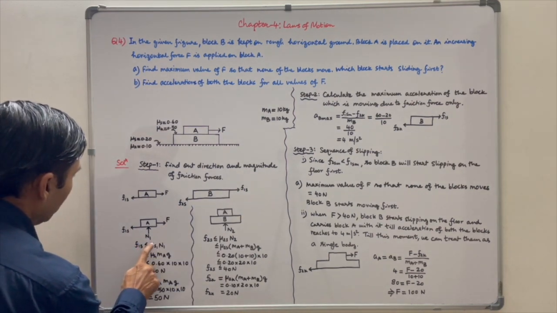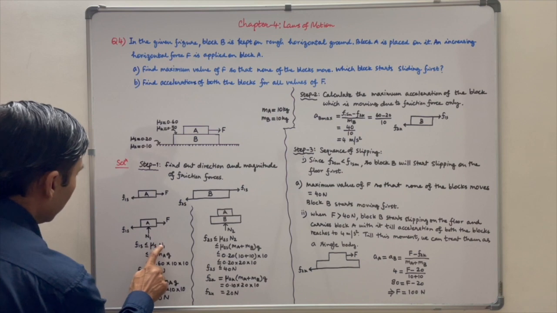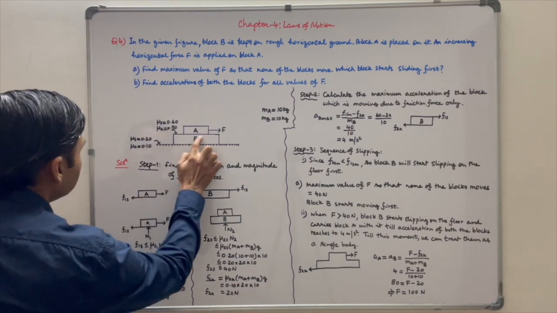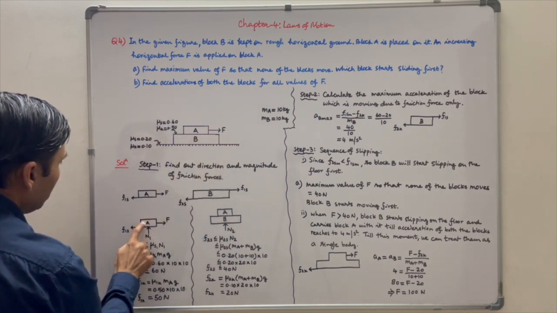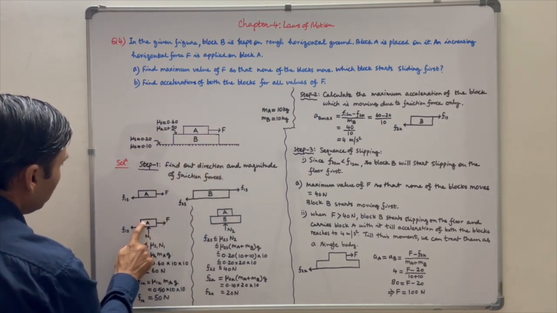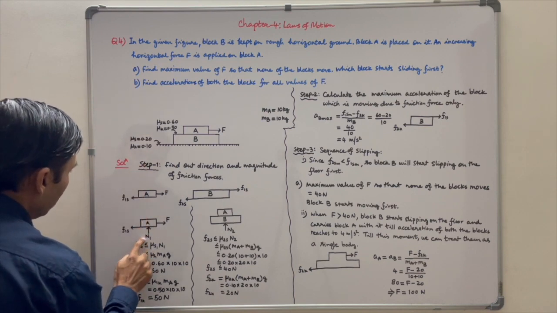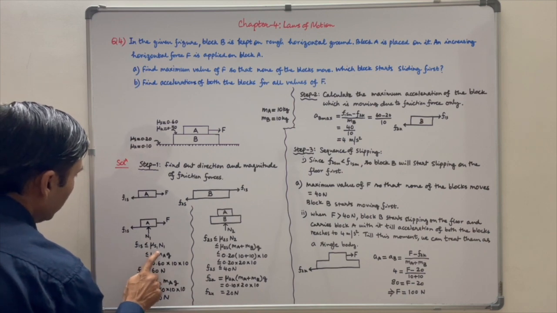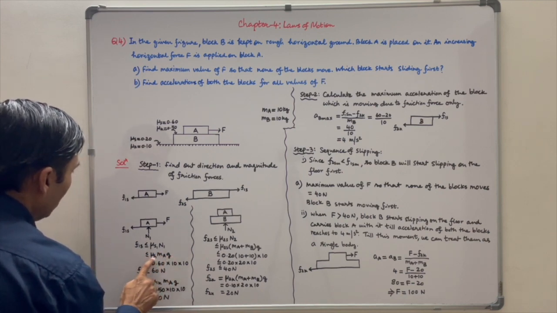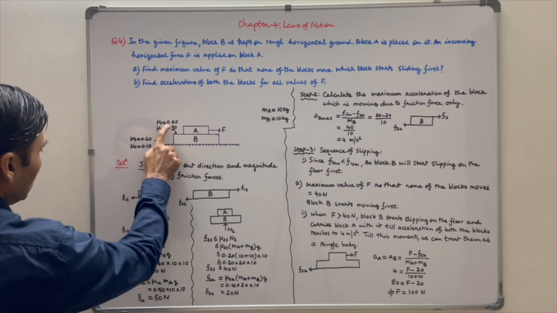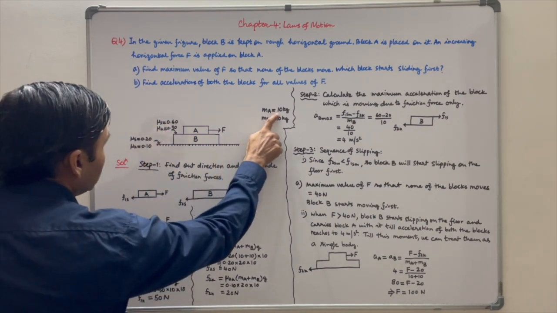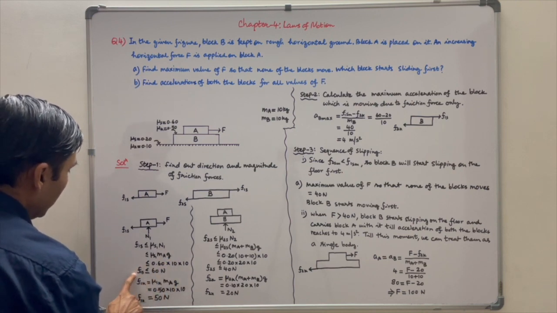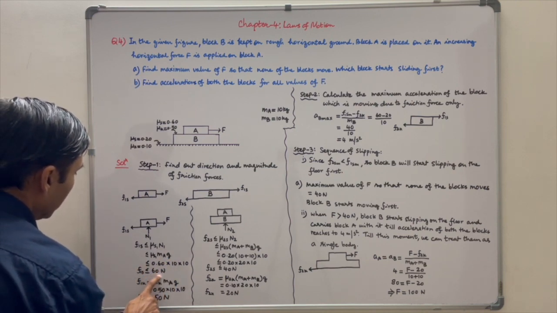F1S is less than or equal to mu S1 into N1, where N1 is normal reaction that works perpendicularly upwards on this contact surface. Weight of block A is MAG that works perpendicularly downwards. So N1 is equal to MAG. So F1S is less than or equal to mu S1 into MA into G. Value of mu S1 is given as 0.60. MA is equal to 10 kg. We can take G as 10 meter per second square. So F1S is less than or equal to 60 Newton.